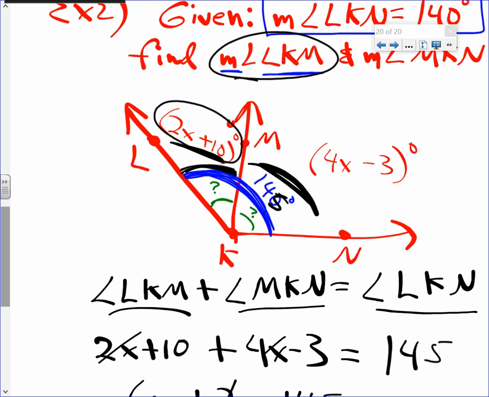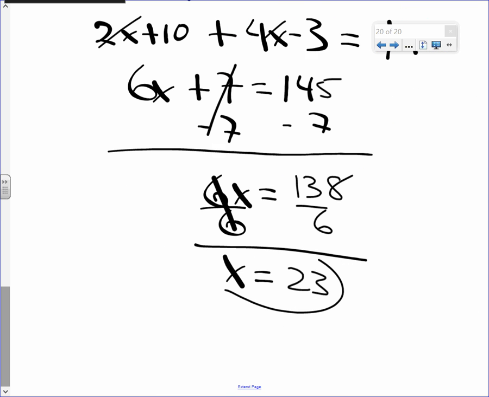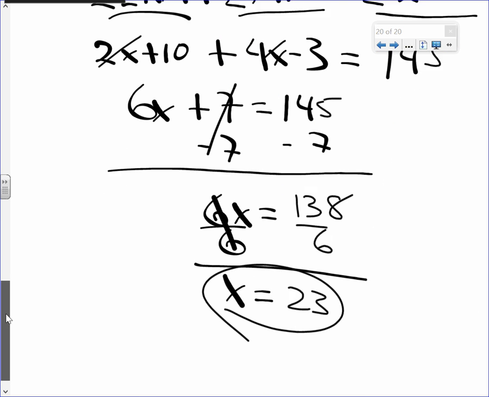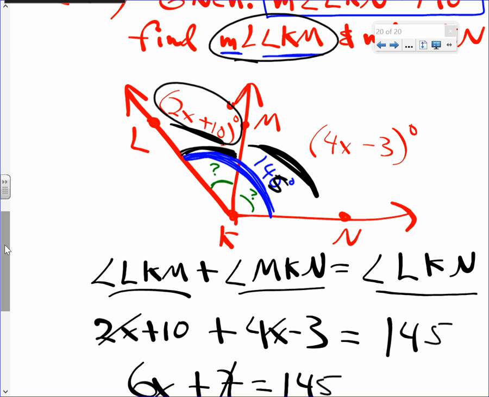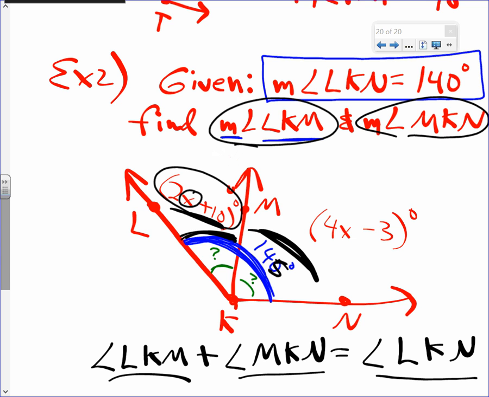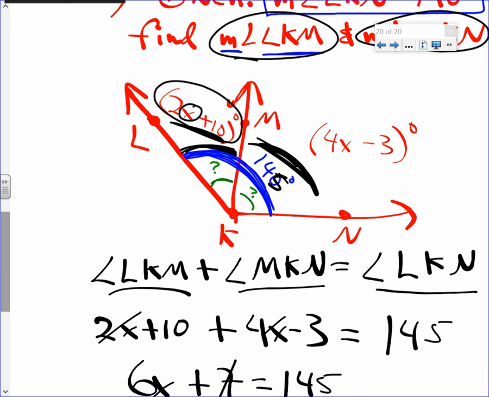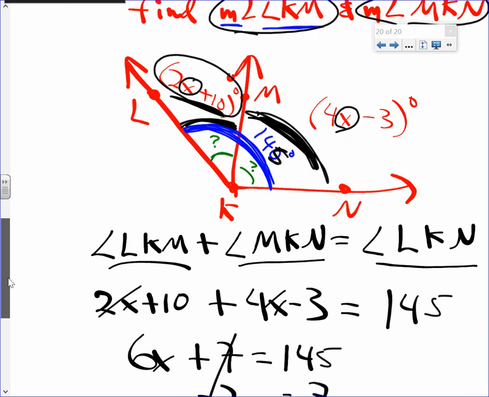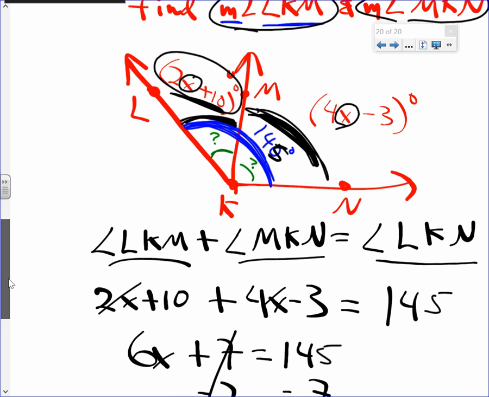Do we know what x is now? Yeah, we know what x is. X is 23. So we can figure out exactly how many degrees LKM is just by replacing x with 23. And then we can figure out the other angle, MKN. That's this angle. It told us that's 4x minus 3 degrees. We know x is 23. I'm going to replace it in there, and I can figure out exactly how many degrees it is without the variable, because we know what the variable is now. So here we go. Last step.